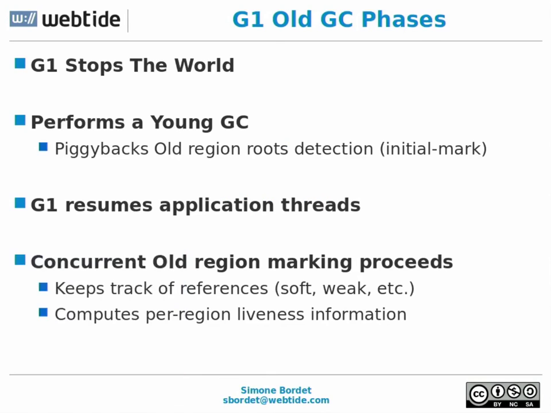So let's go into the G1 old generation collection phases. G1 stops the world and performs a young generation collection, which is weird because I'm actually doing an old generation collection. However, I need to find the roots, and I need to stop the world in order to find the roots. Those are the objects that I have to be absolutely sure are alive. This exact processing is the same processing that I'm doing when I'm doing a young generation collection. So let me piggyback that onto a young generation collection.